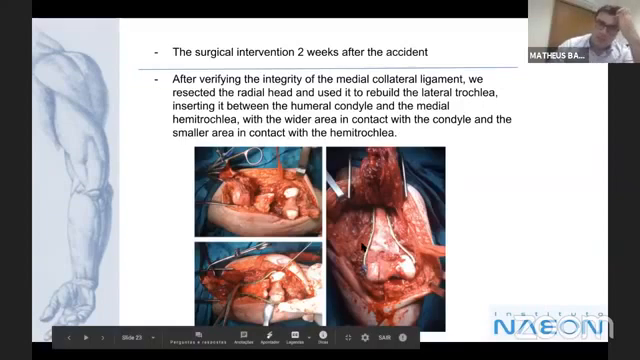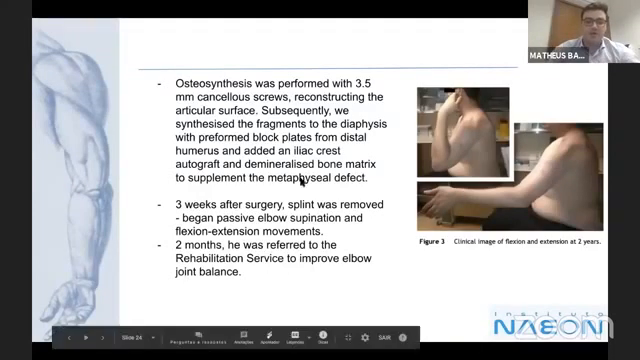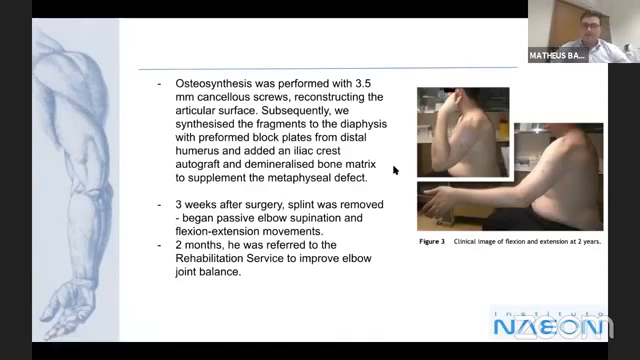and it showed that it was very, very functional. Two months ago, he was referred to the rehabilitation service to improve the elbow joint balance. It's a functional elbow, not totally extended, but totally flexible, which is good considering the bad fracture that he has.